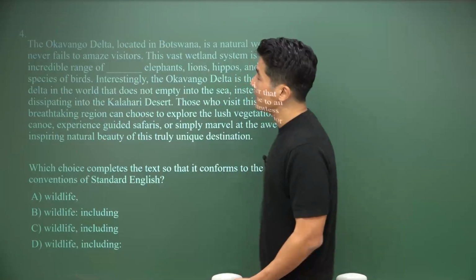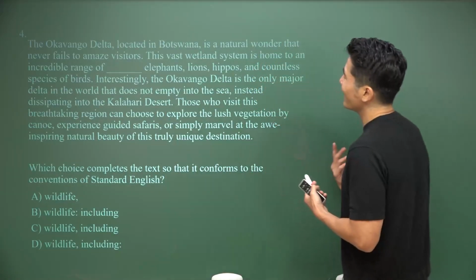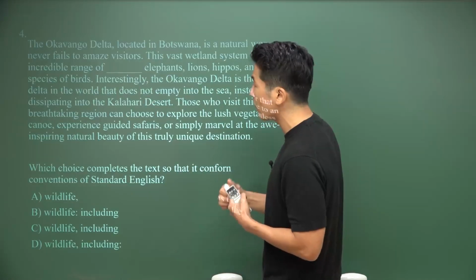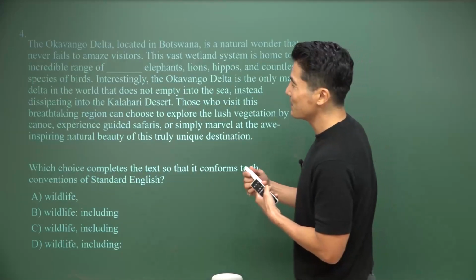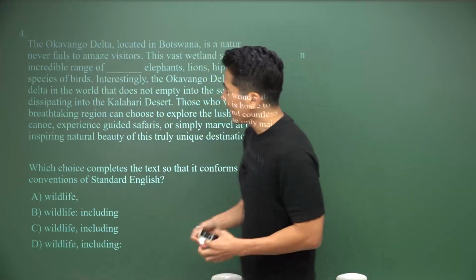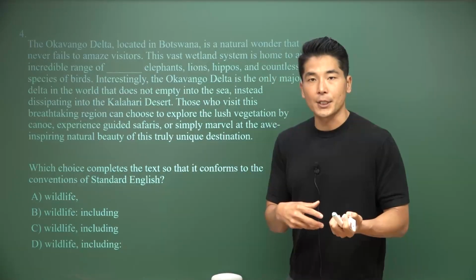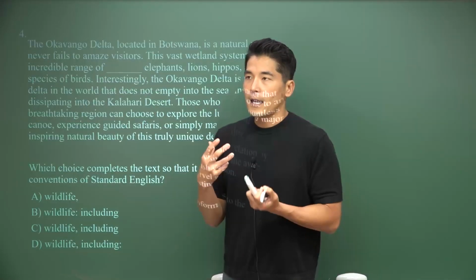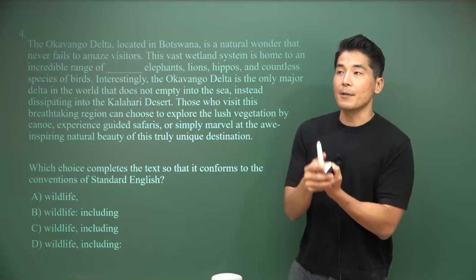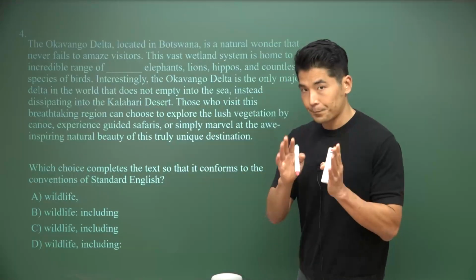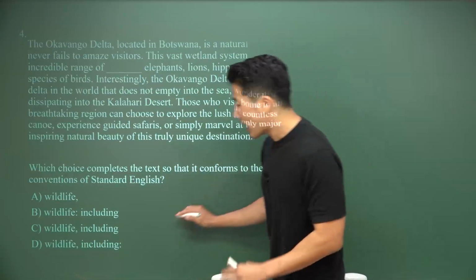So this guy: the delta is a natural wonder that never fails to amaze visitors. This vast wetland system is home to an incredible range of wildlife. Elephants, lions, hippos, and countless species of birds. Oh, that's interesting. Okay, so guys, I would recognize this to be kind of a tricky question, right? Now, depending on how closely you're reading, this could be not tricky at all, or this could be extremely tricky, right?